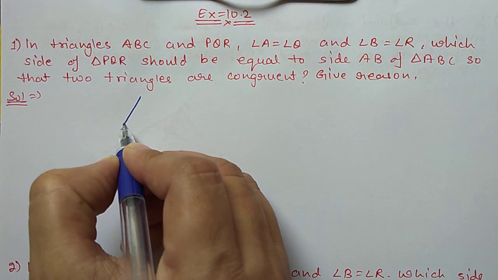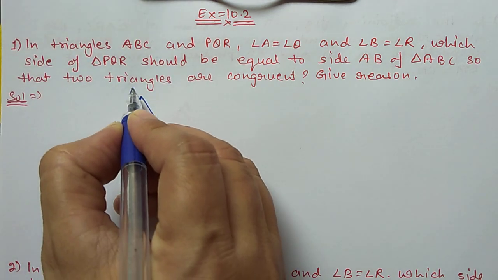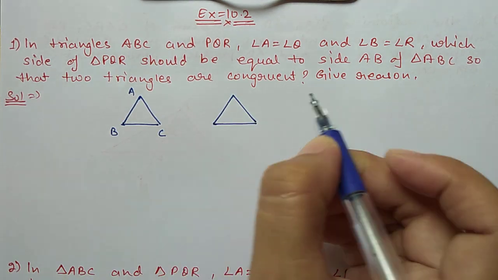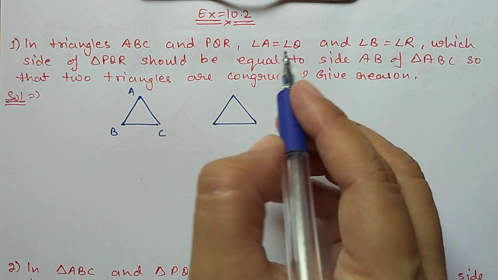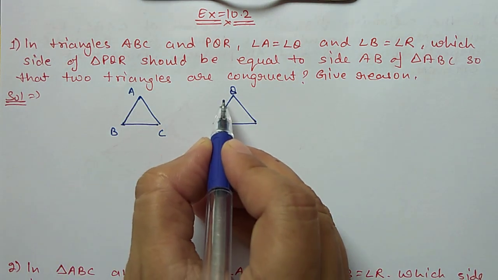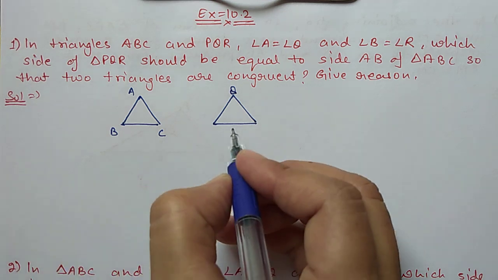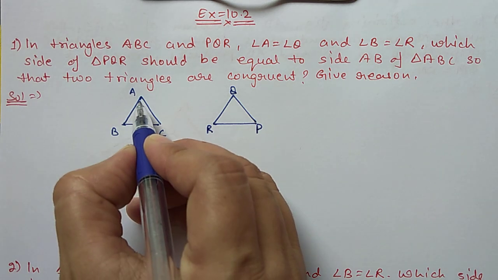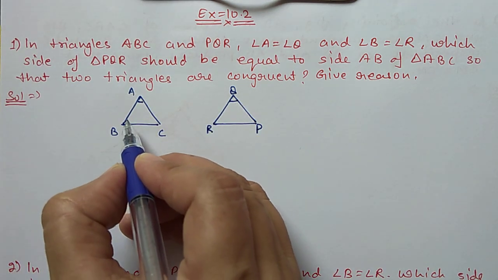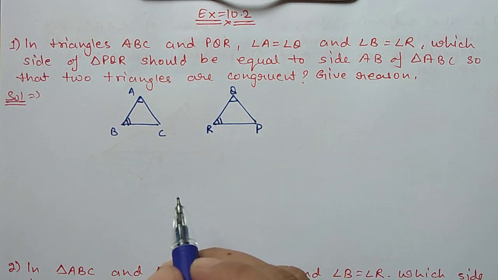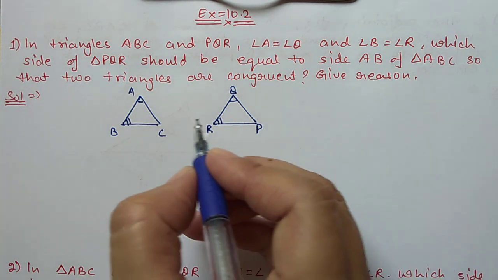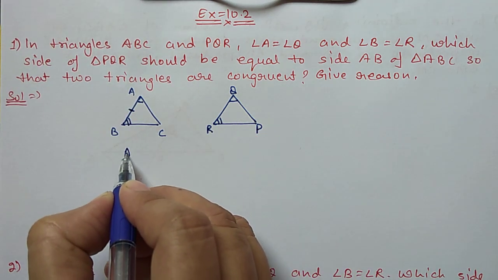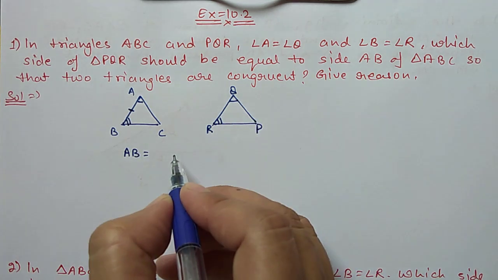So first we will draw a rough figure for both triangles, triangle ABC and another triangle PQR. They have given A is equal to Q, so here Q will come. A and Q are corresponding. B is equal to R, here R will come, and the third point P will come here. So angle A is equal to angle Q, then angle B is equal to angle R. Third, they have asked which side should be equal to AB in this triangle. So AB should be equal to RQ.